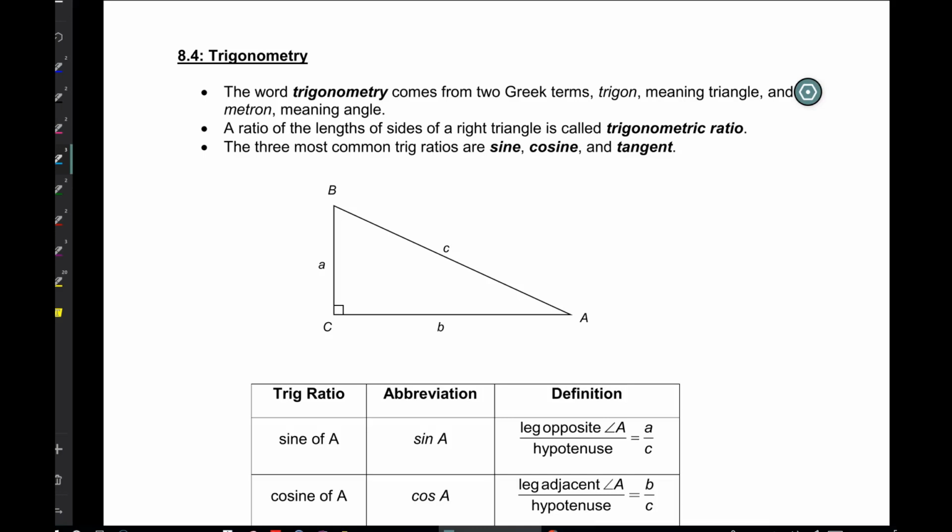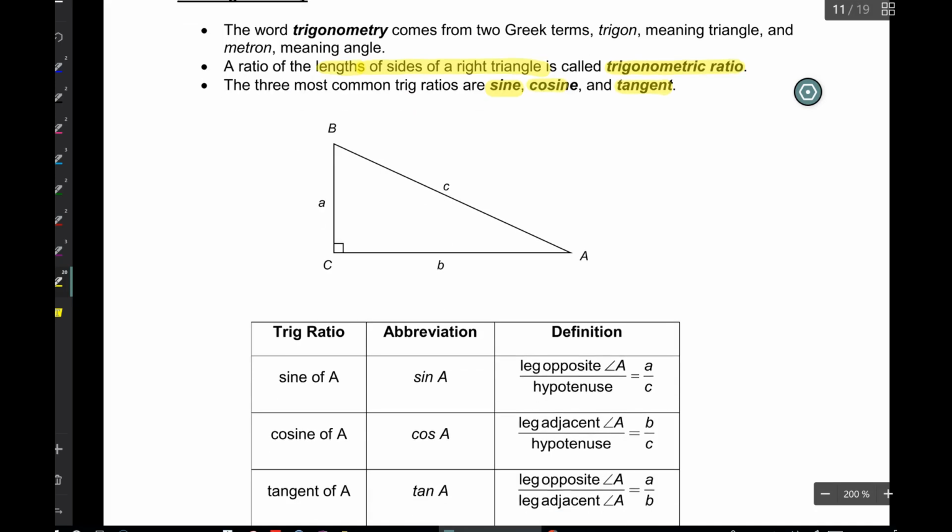Okay, so today we're going to look at 8.4 on trigonometry. Trigonometry really just means looking at the ratios within a right triangle. And so we're going to look at three of the main trig ratios. They are sine, cosine, and tangent. Again, we call these the trigonometric ratios. And that's where we compare the lengths of the sides of a right triangle.